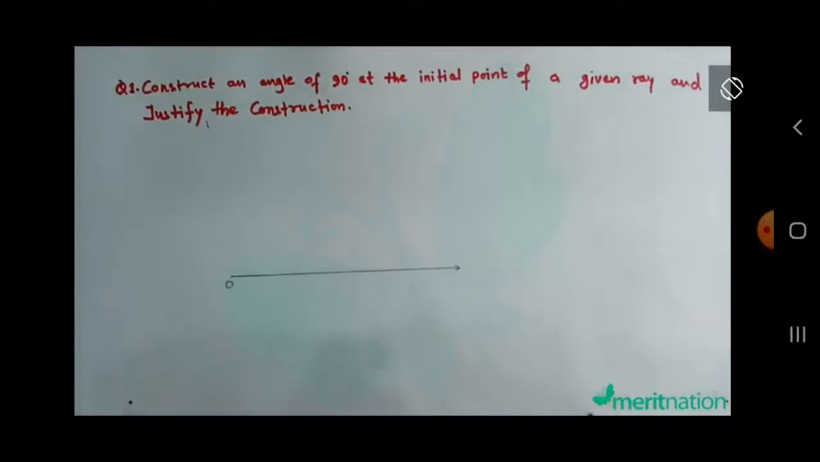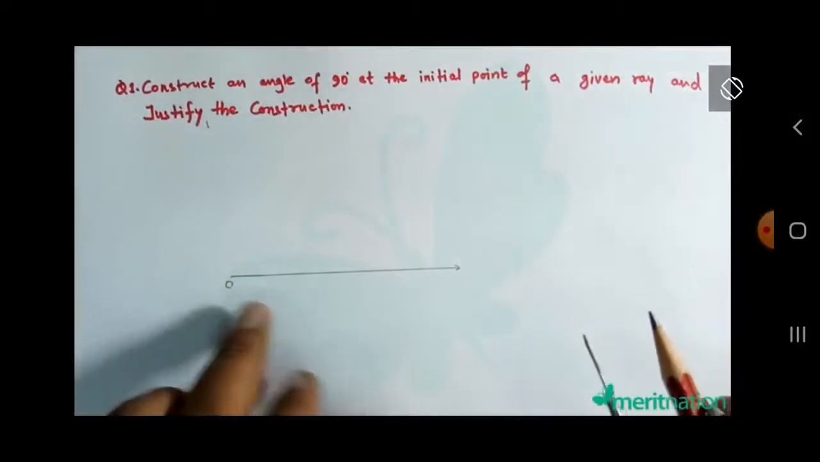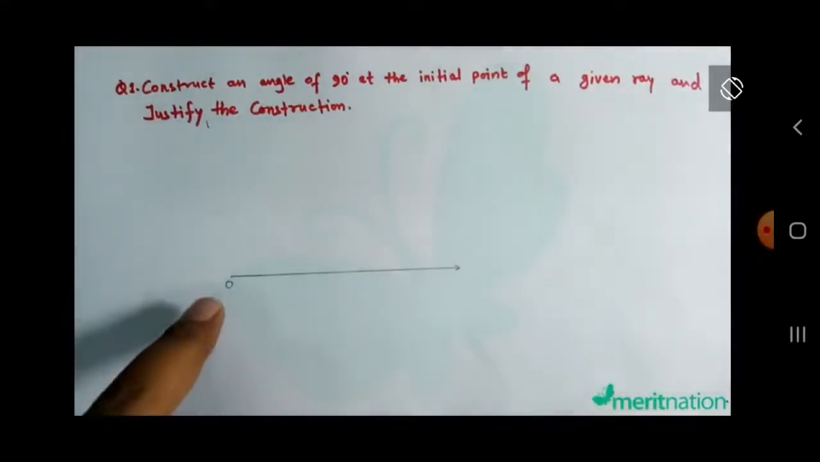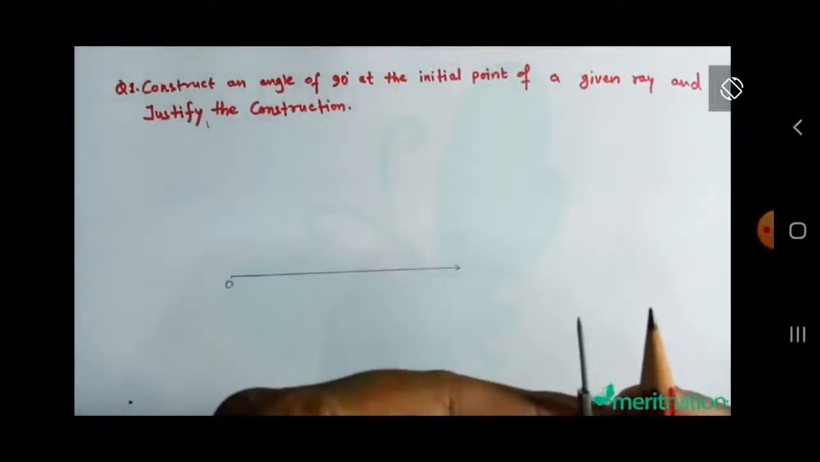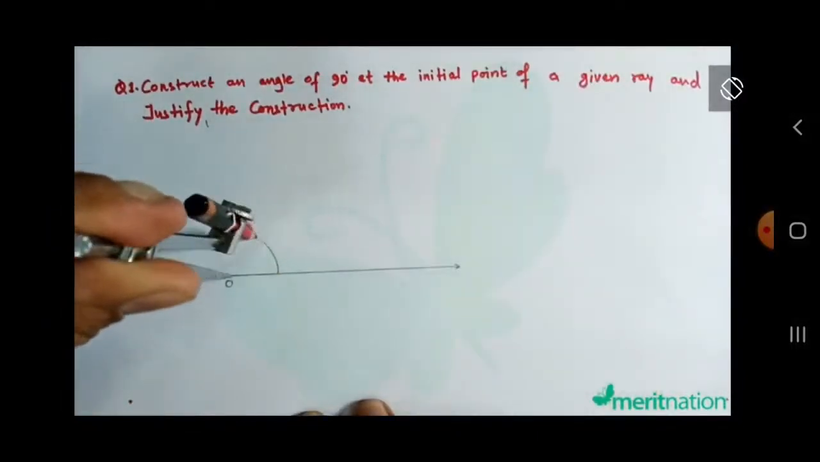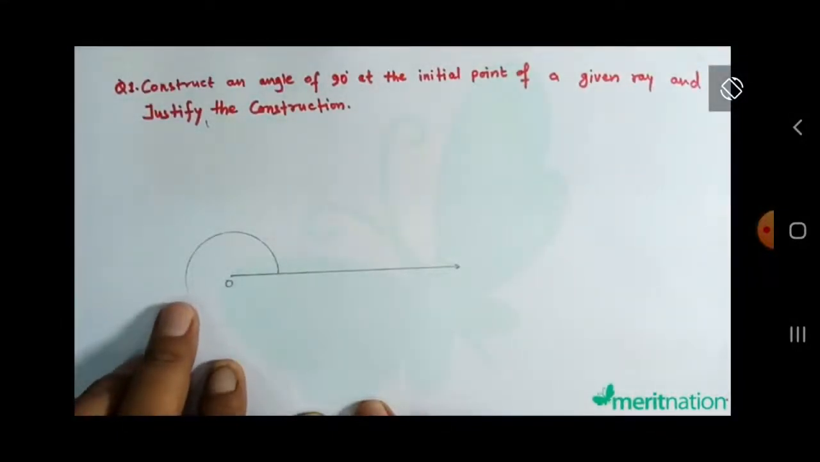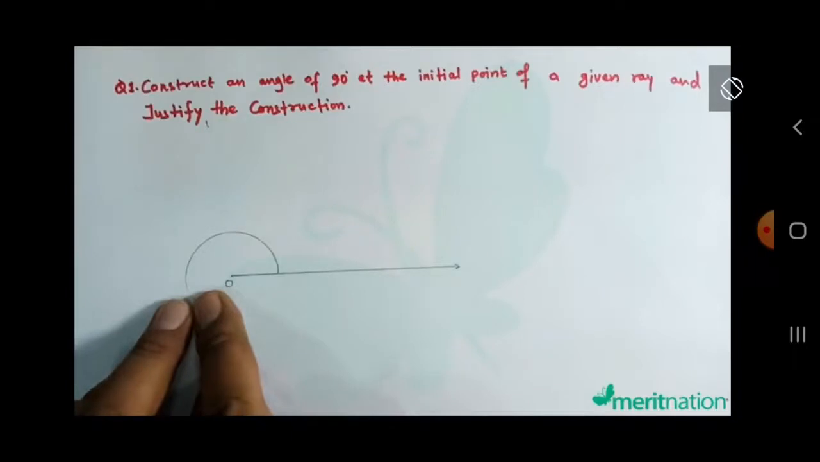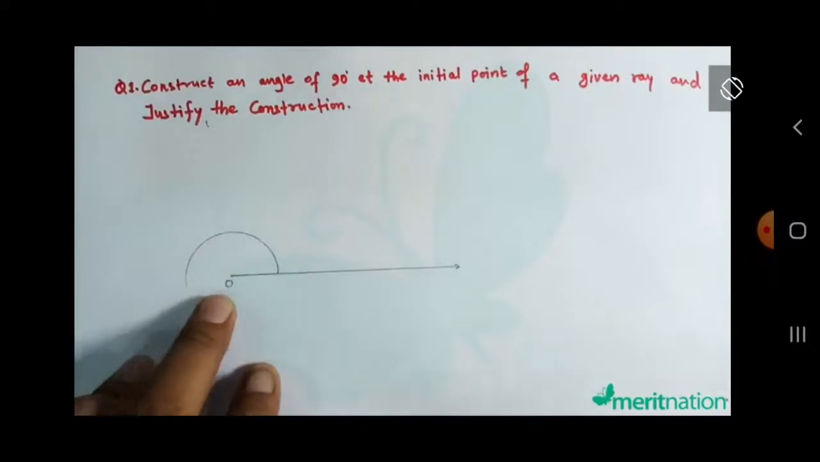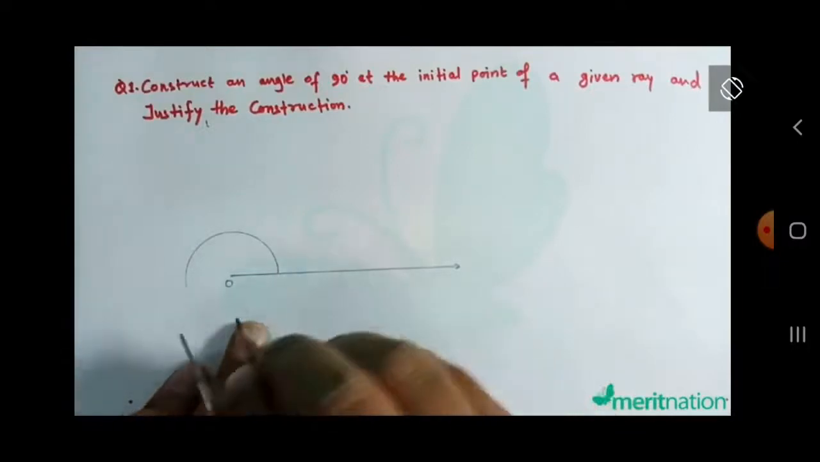And now what we need to do is to construct a semicircle at the initial point O. Center would be initial point O, but the radius can be taken of any length. Here it is. This is not necessary to take exactly the semicircle. This can be a little more or a little less also. Let's now name this point of intersection where this semicircle is intersecting the ray. Suppose this is point A.